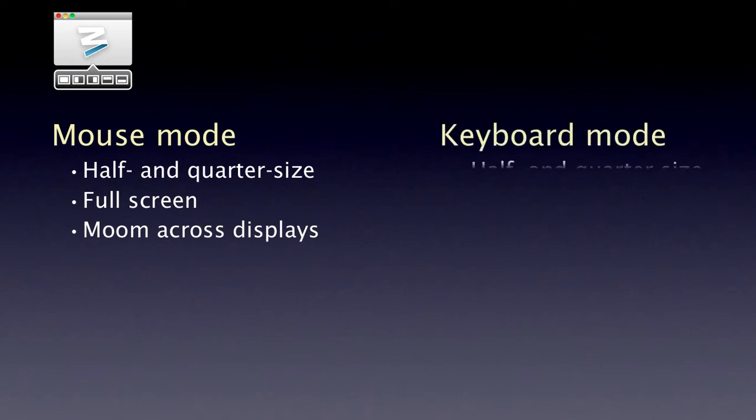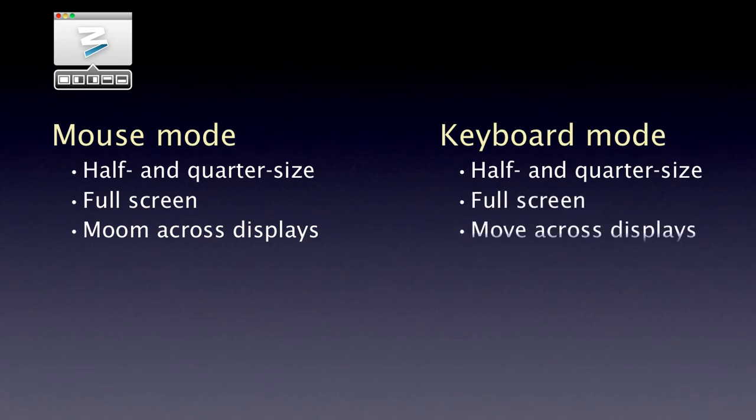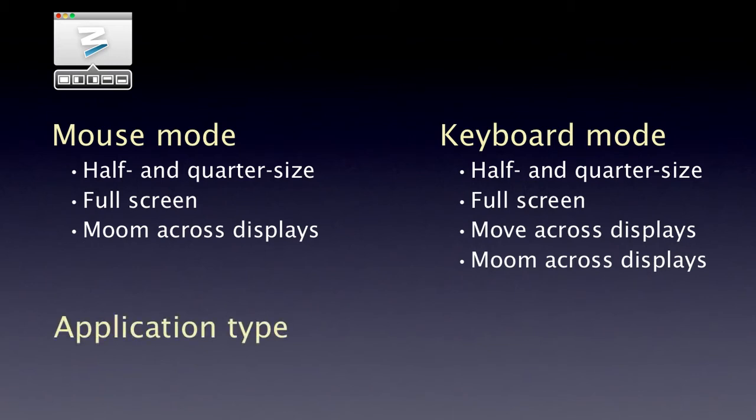If you use Moom in keyboard mode, you can do the same types of things: half and quarter size windows, full screen windows. You can also simply move a window across displays without resizing it. And of course, you can Moom the windows across displays. And finally, we'll talk about the various modes that Moom can run in, which include normal application mode, menu bar only mode, or faceless background mode. Let's go ahead and take a look at mouse mode first.